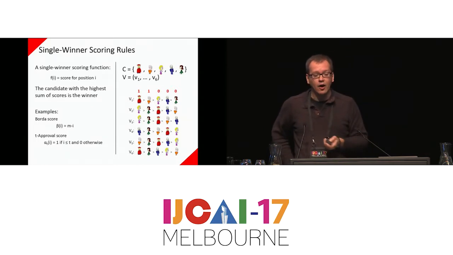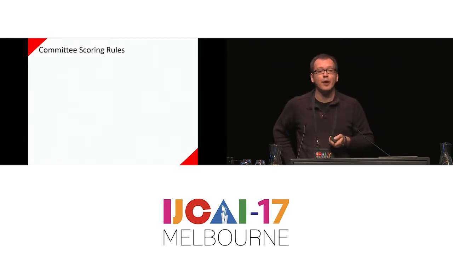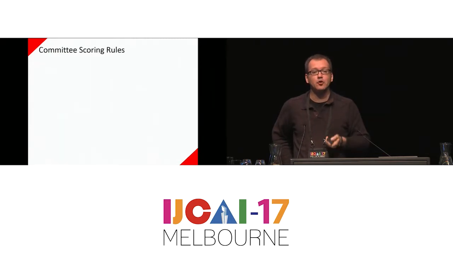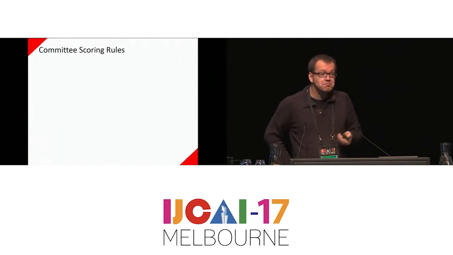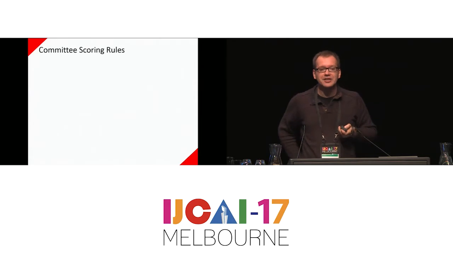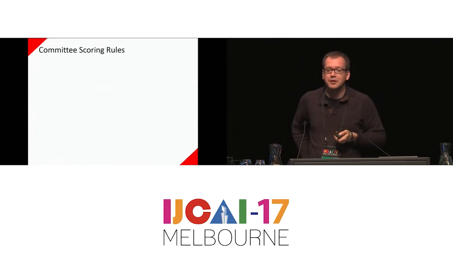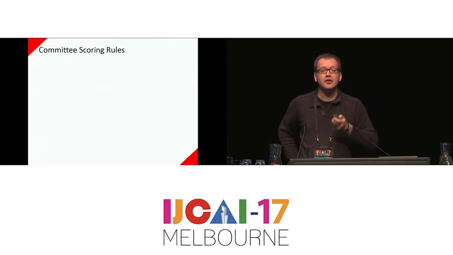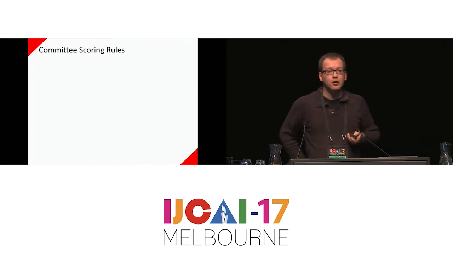And now we want to move to electing committees, to electing groups of people. Single winner scoring rules are actually simple. They're very easy to understand, they're very natural. In the world of committees, we're entering a whole new dimension. These things become possibly very complicated. And it starts with the notion of a position.